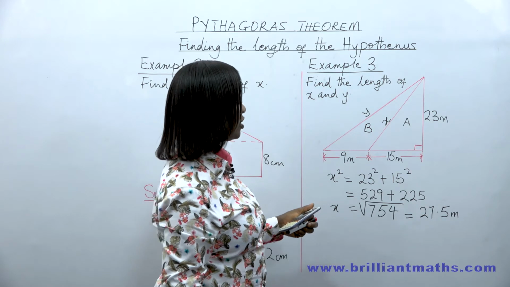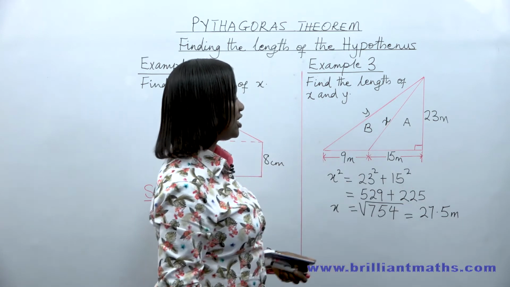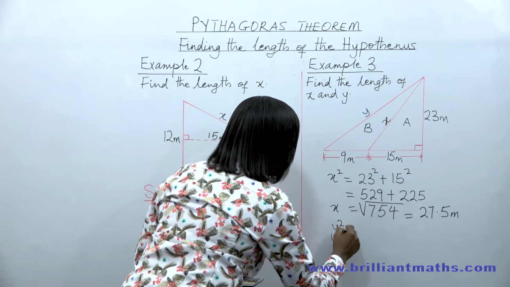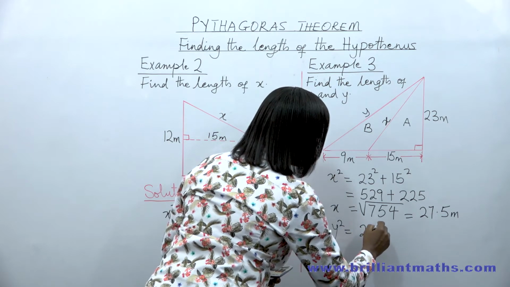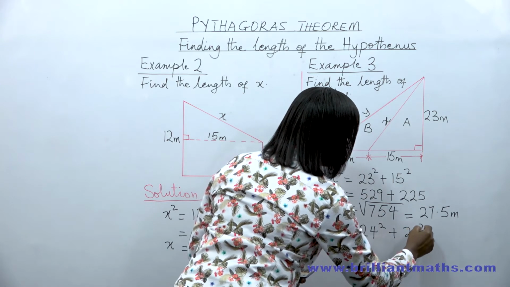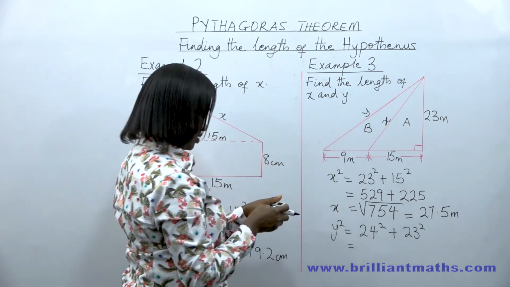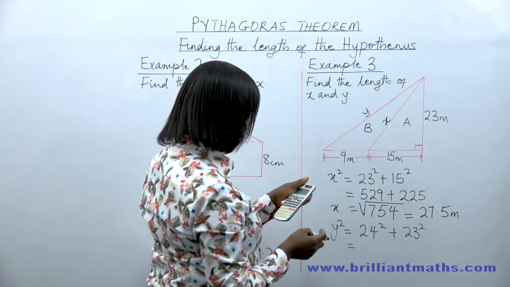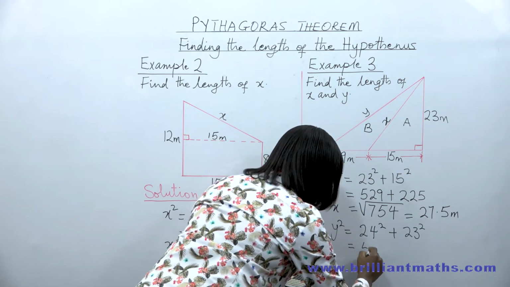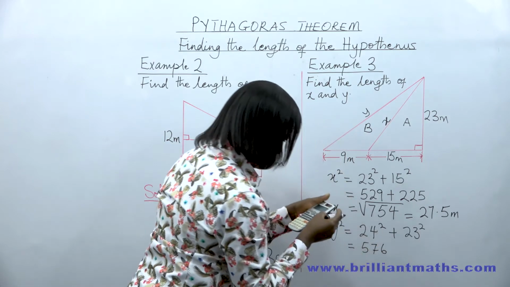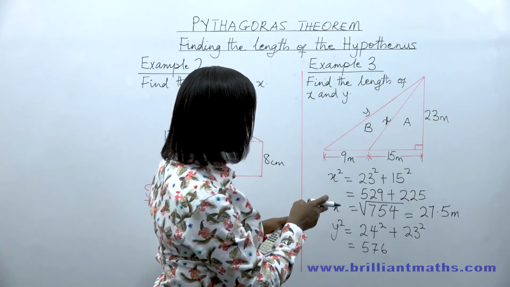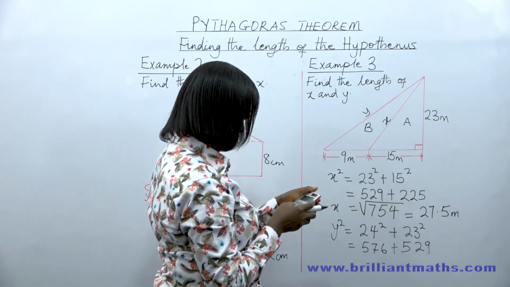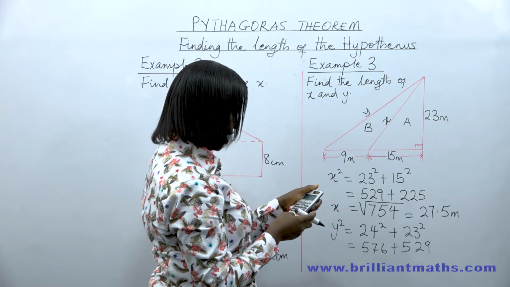The dimensions of the bigger triangle is 9 plus 15, which is 24 meters, and 23 meters. So y squared is equal to 24 squared plus 23 squared. Following the same process, 24 squared is equal to 576 plus 23 squared is 529. So the total will be 1,105.